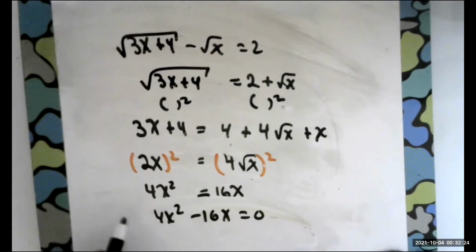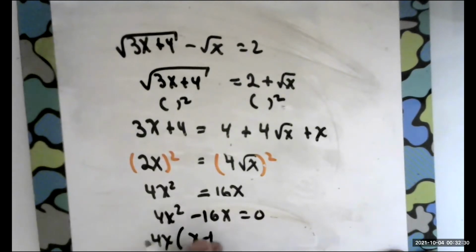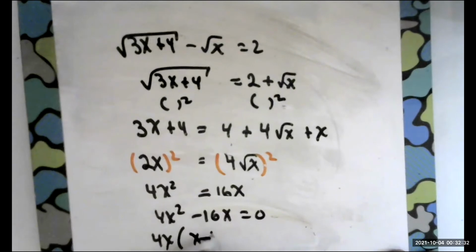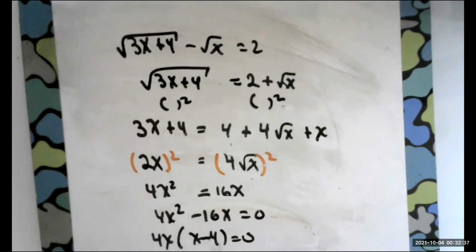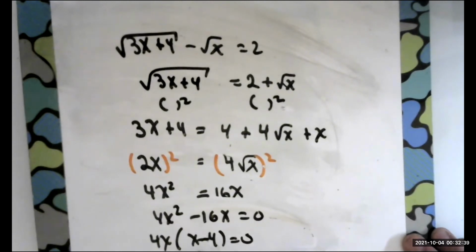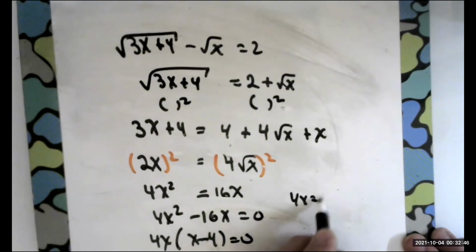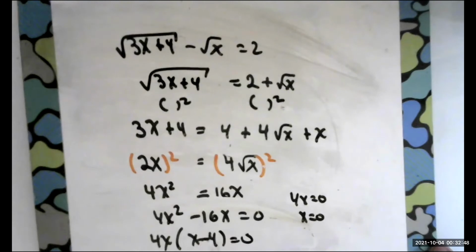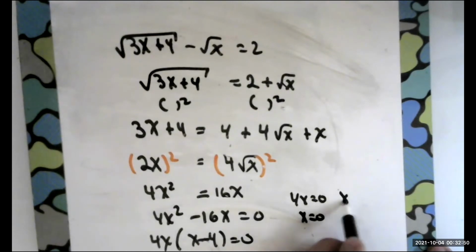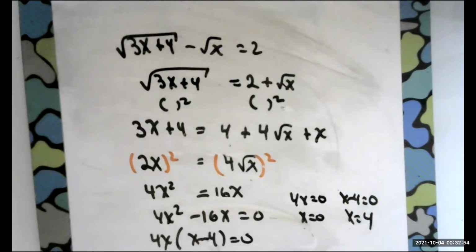Now we can factor the greatest common factor, which is 4x, parentheses, x minus 4, equals 0. You may verify it. So now what do we say? As always, the zero property rule, 4x equals 0 or x minus 4 equals 0. 4x equals 0, x equals 0, we divide by 4. x minus 4 equals 0, x equals 4.